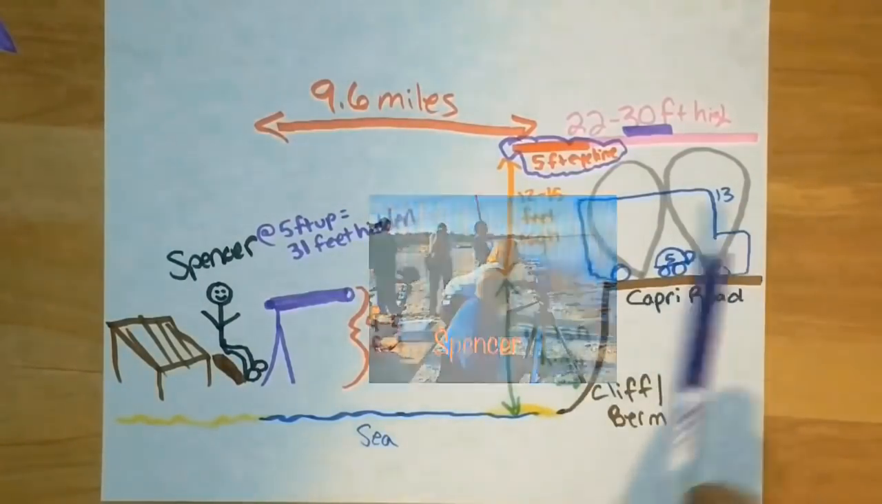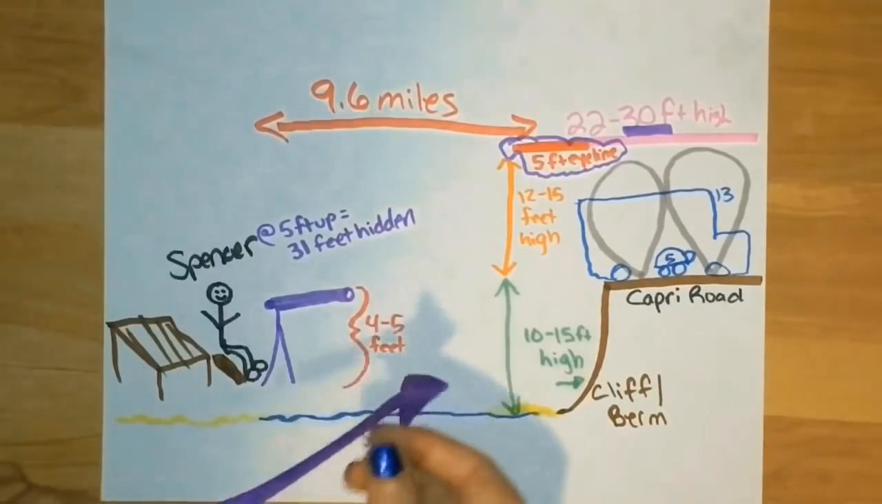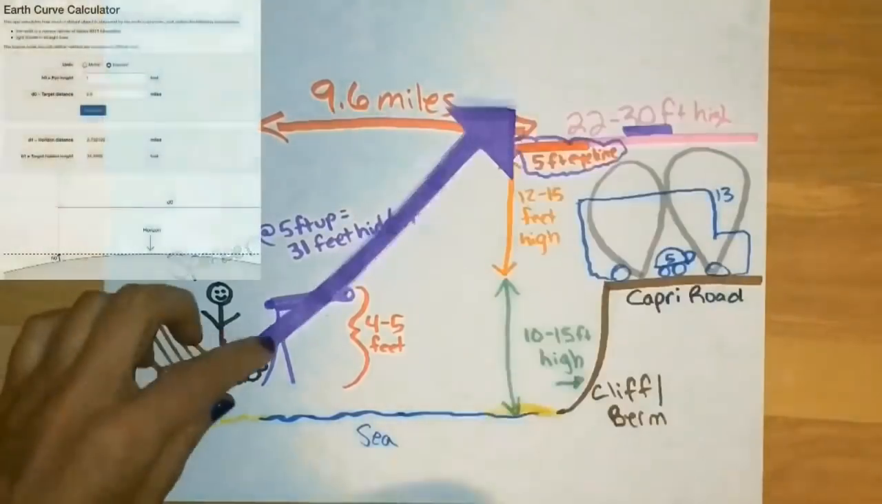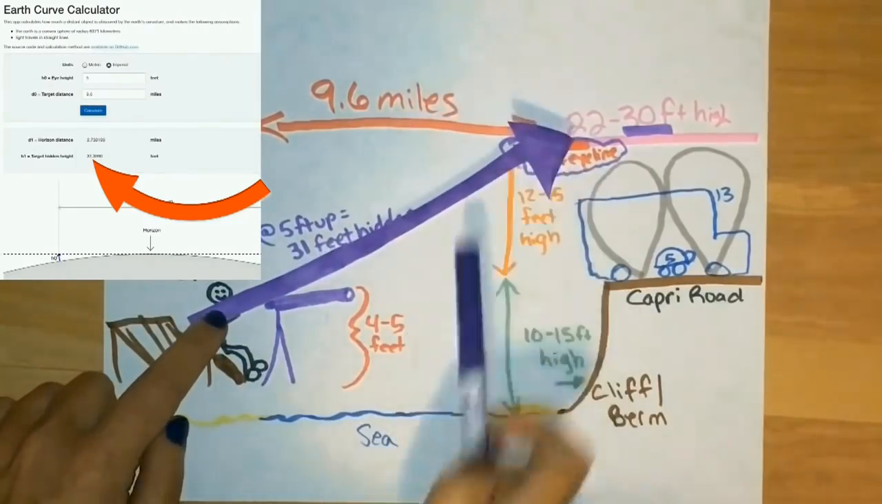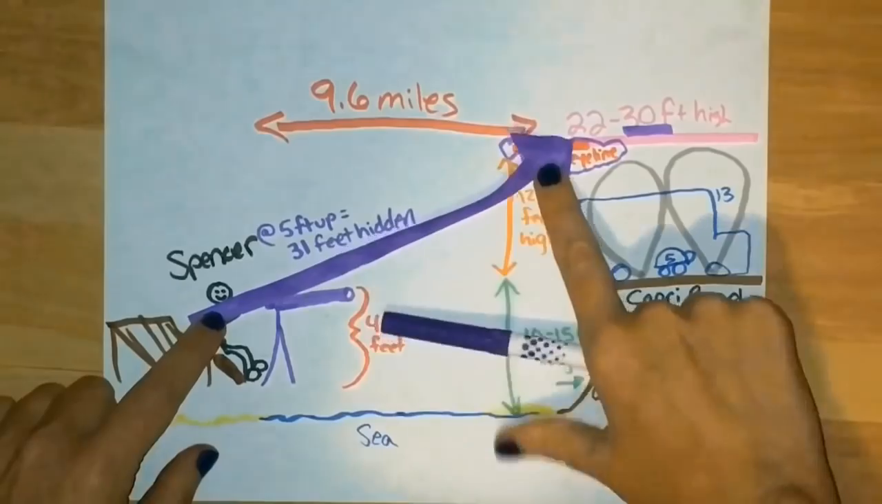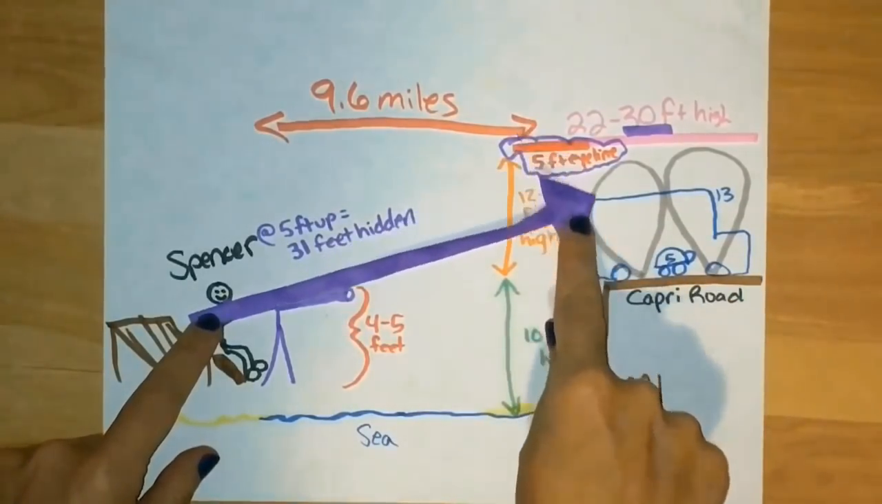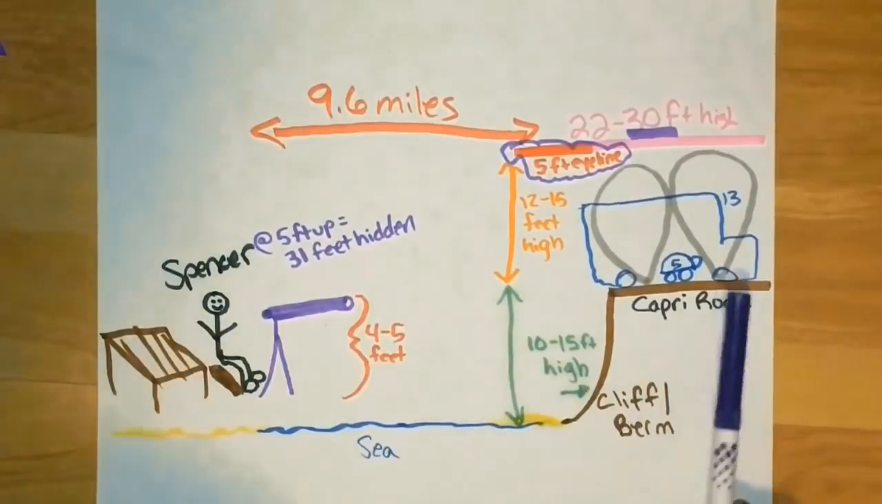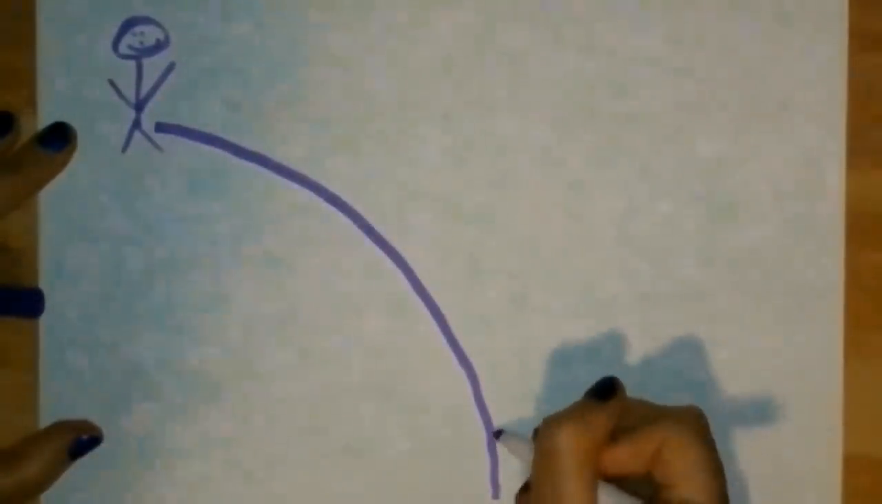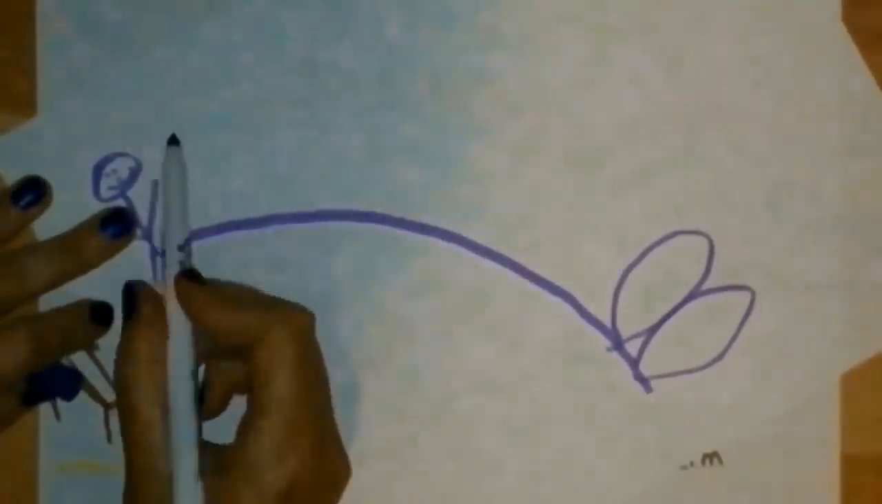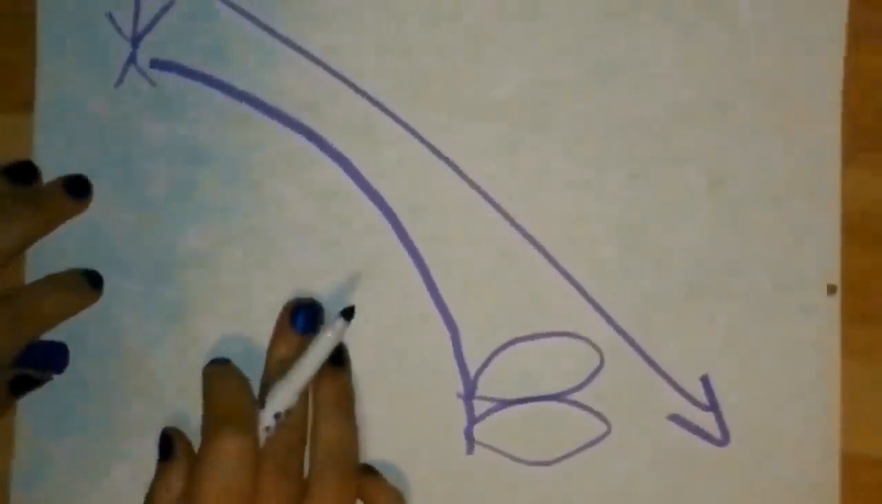To explain why it's impossible to see all of this from 4 to 5 feet high, the Earth curve calculator states that at 9.6 miles and 5 feet high, your eye line should be 31 feet. So Spencer's eye line would be right here and never be able to see anything down here. And if they can still see anything over here at all from their 4 to 5 feet height, Earth is flat. This is what it would look like on a globe. Spencer would be here, the globe would be here, the balloons would be here, and Spencer's eyeline would go right past it, and all of this would be down below.